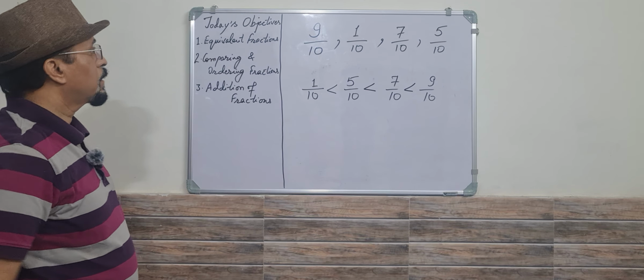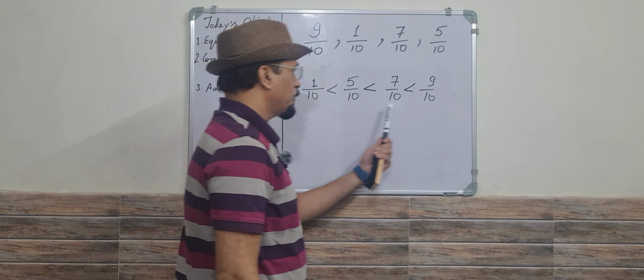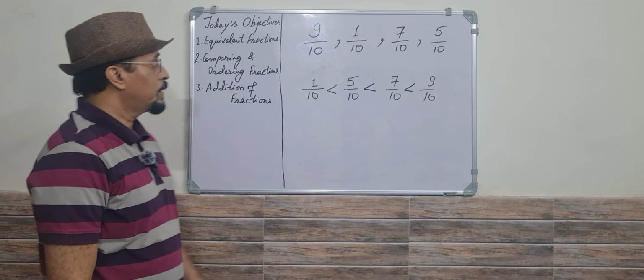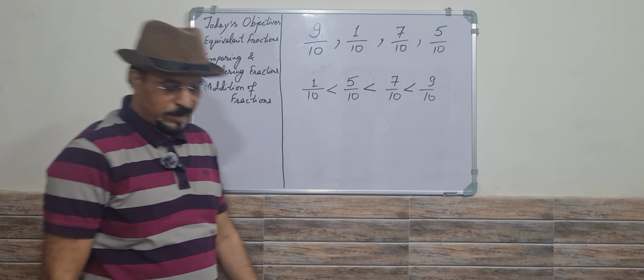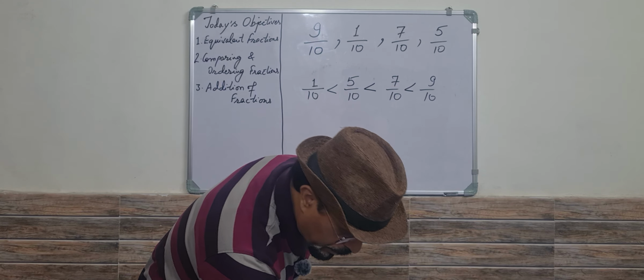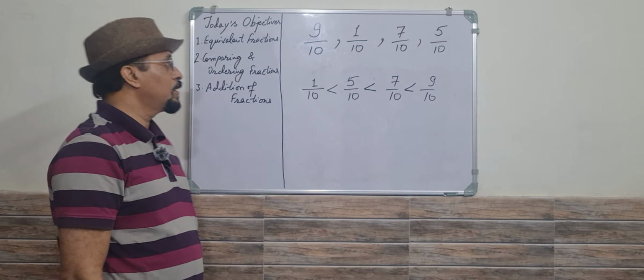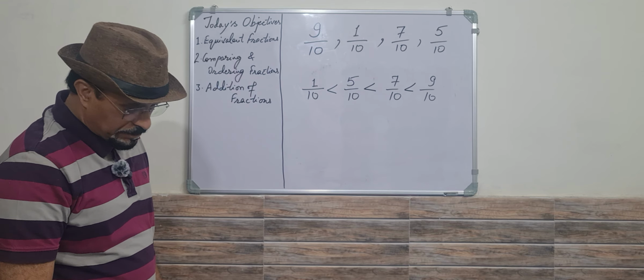If we are comparing fractions with the same denominator, then they are compared like this: whichever is having the smaller numerator is a smaller fraction, whichever is having a greater numerator is a greater fraction. We can compare it like this.